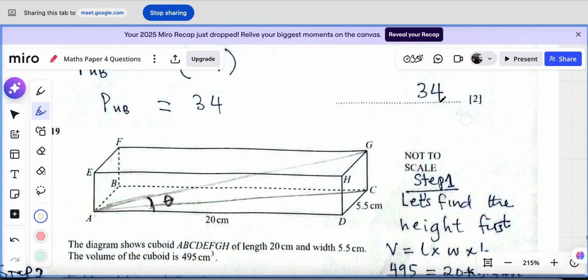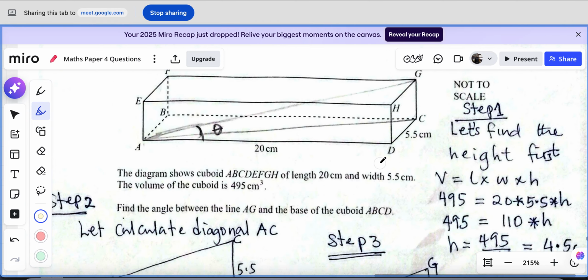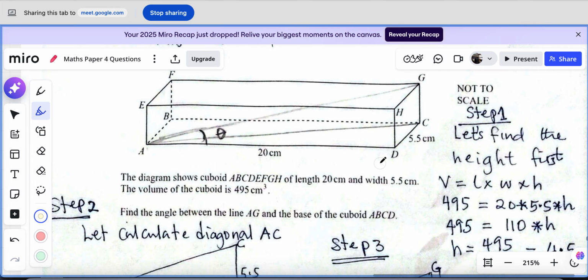So that's how this one is 34. The upper bound of the perimeter is 34. You get 2 marks if you're able to do that. Now let's go to mensuration. Let's take a look at this mensuration question.